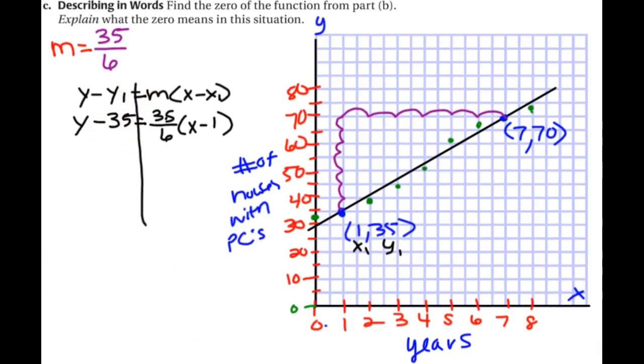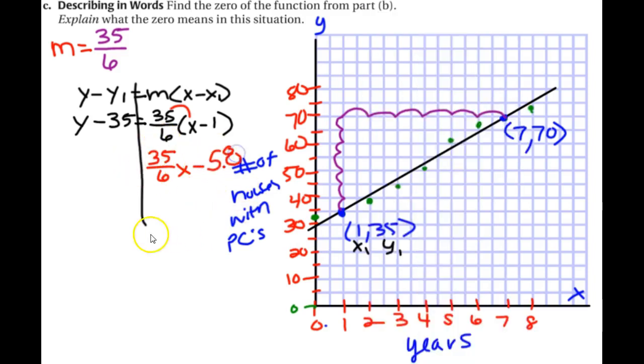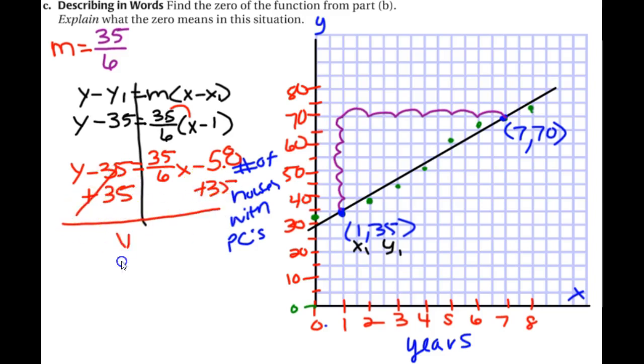And then x minus x1, which is 1. So if I distribute this, 35 over 6 times x is still 35 over 6x. 35 over 6 times negative 1. Now I'm going to plug this in my calculator. 35 divided by 6 is about 5.8. So I have y minus 35 equals, and then this minus 5.8. So I'm going to add 35 to get y by itself. y equals 35 over 6x. And then 35 and a negative 5.